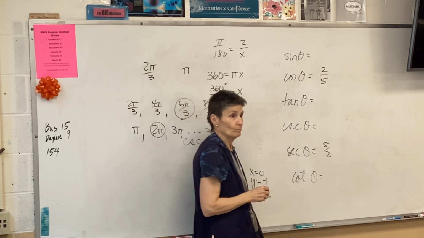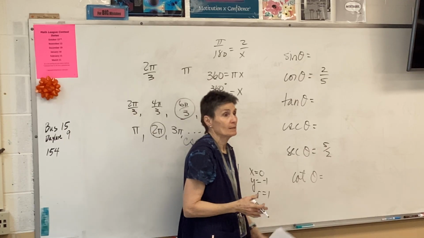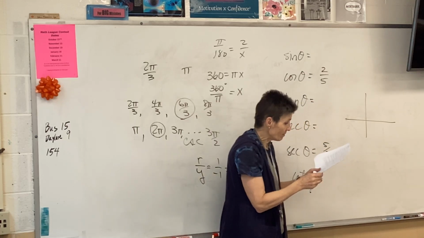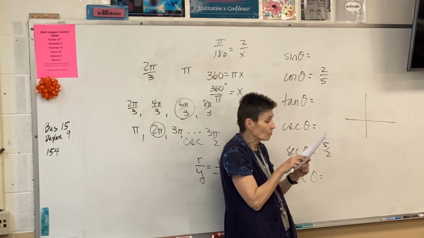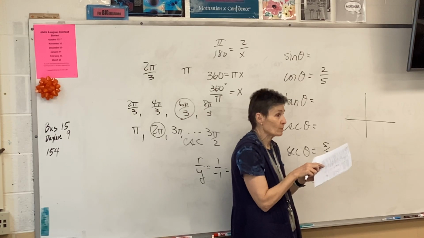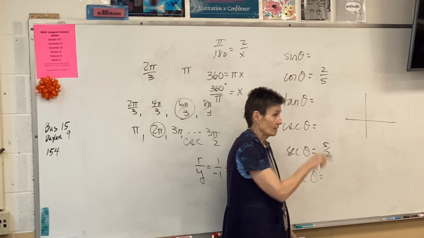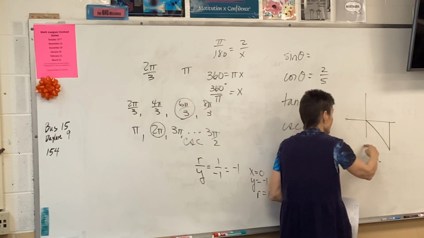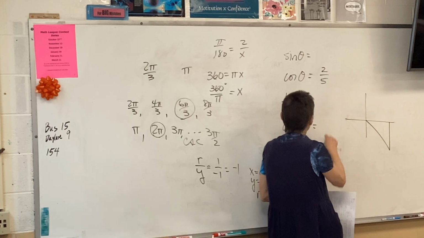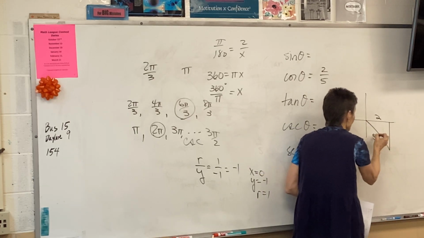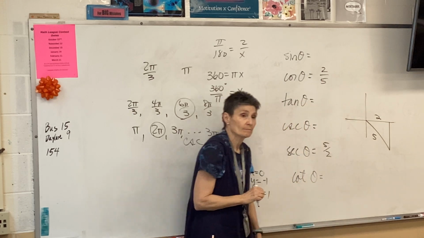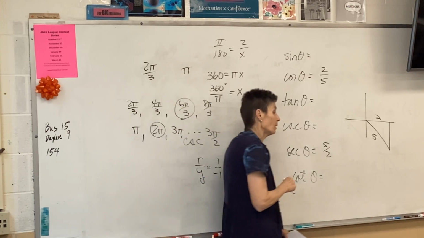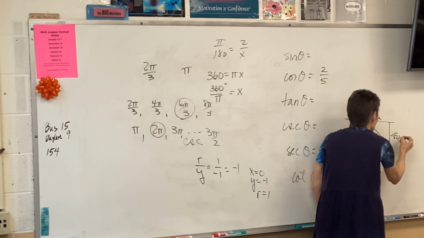Now, would you agree it'd be great to have a picture to look at? And I need to know where to draw the picture. Luckily, they tell me to draw the picture between 3 pi over 2 and 2 pi. So right here, between 270 and 360. And the cosine is 2/5. Root 21, negative, don't forget to make it negative.